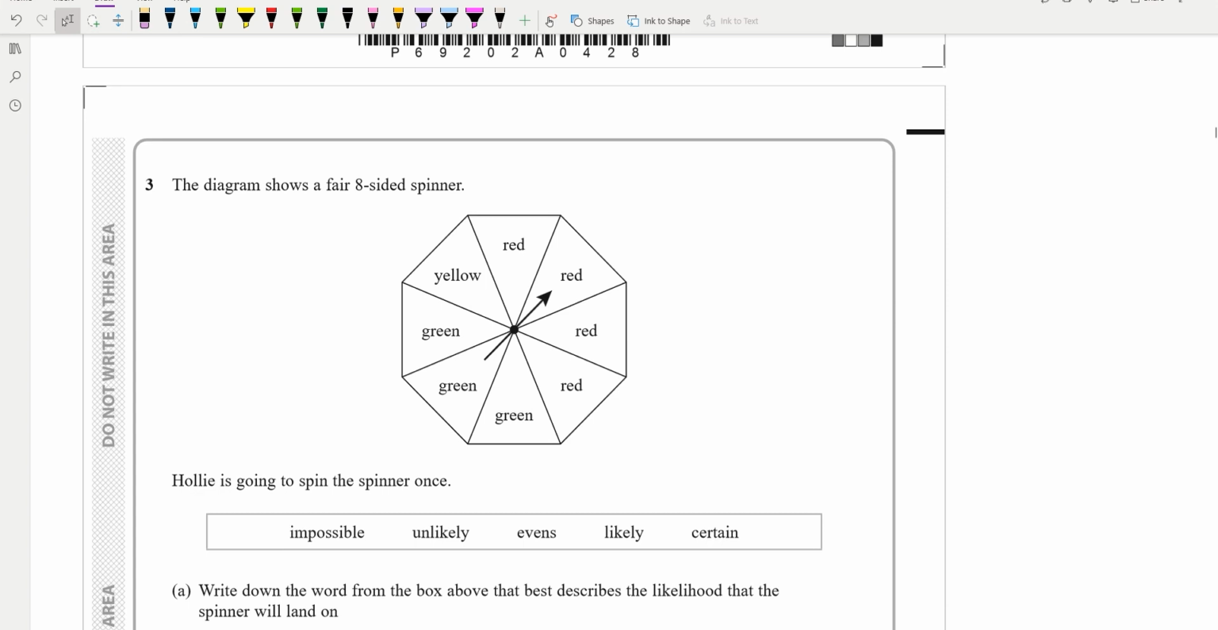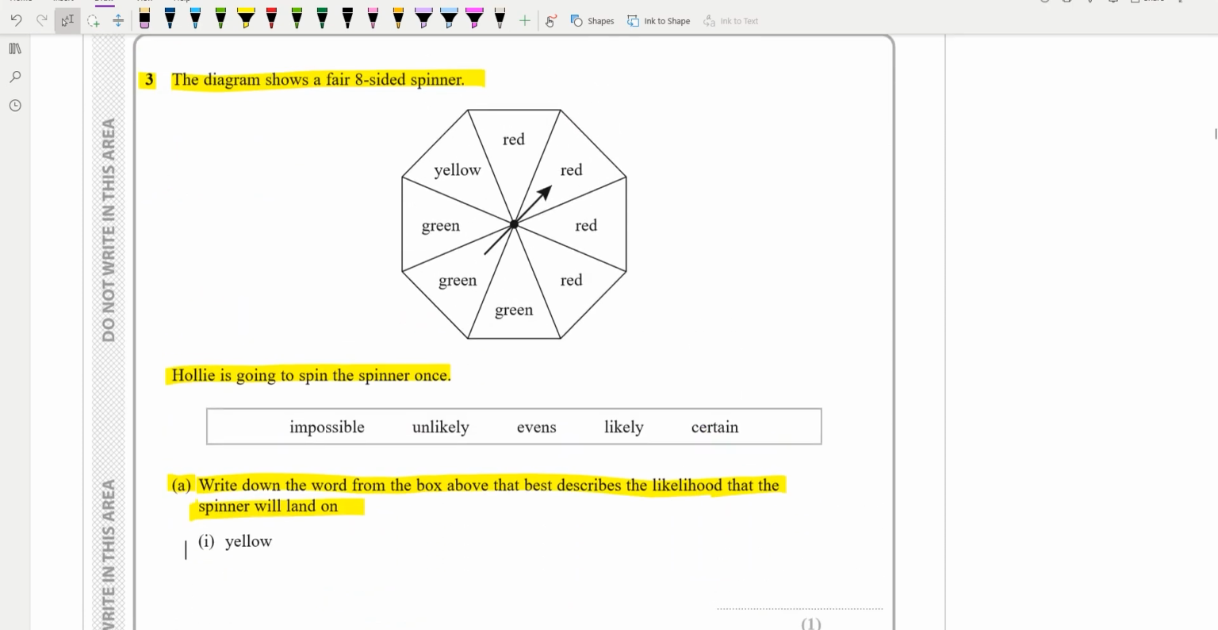Now this is question number 3, and question number 3 says the diagram shows a fair 8-sided spinner. Holly is going to spin the spinner once, and A part, write down the word from the box above that best describes the likelihood that the spinner will land on. So first option is yellow. Yellow is only 1 out of 8. So 1 out of 8 is unlikely. So our answer will be unlikely, which we have taken as this option.